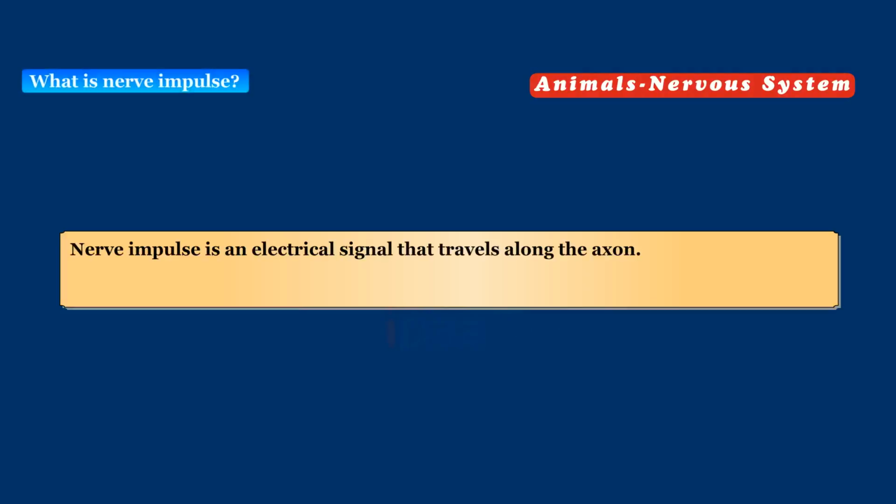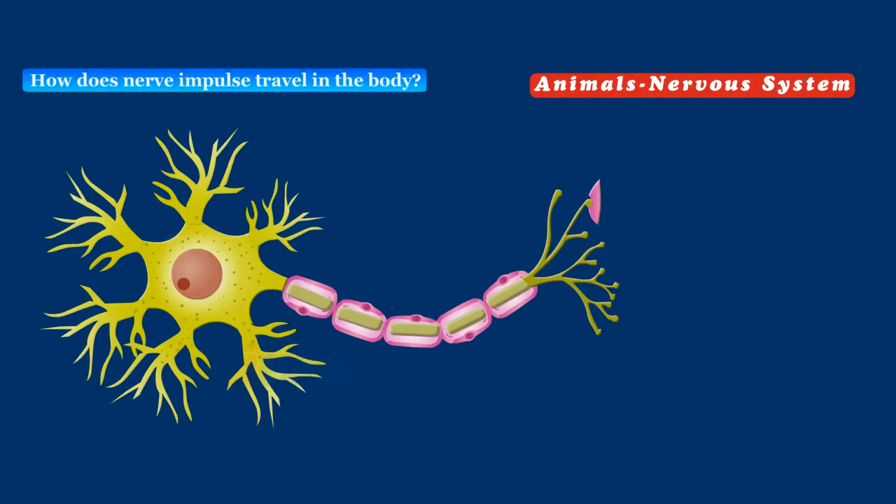What is a nerve impulse? A nerve impulse is an electrical signal that travels along the axon. How does a nerve impulse travel in the body? Neurons send and receive information throughout our body.